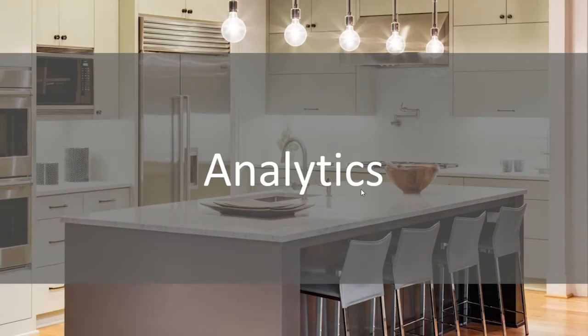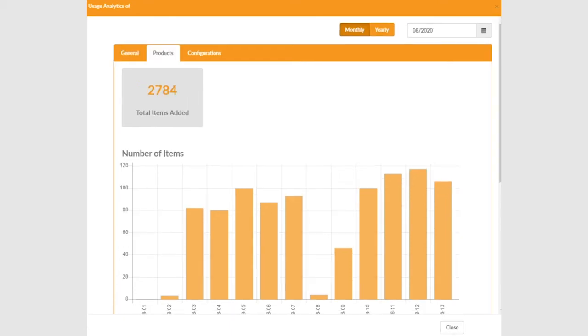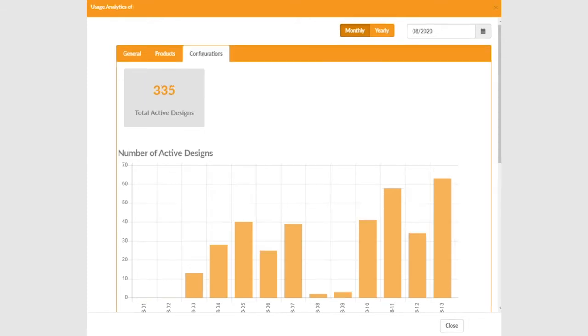Content Studio's powerful analytics feature gives publishers a view into how their catalogs are being used. Knowing how a catalog is being used provides the needed insights into making important business decisions. Publishers will know what types of products they're selling, how they're being specified, what users are specifying them, and where the products are the most popular.